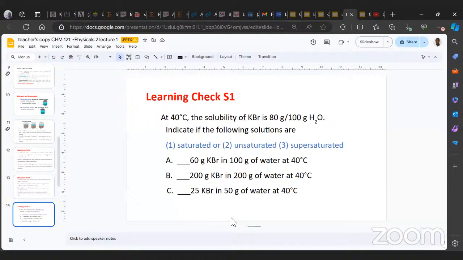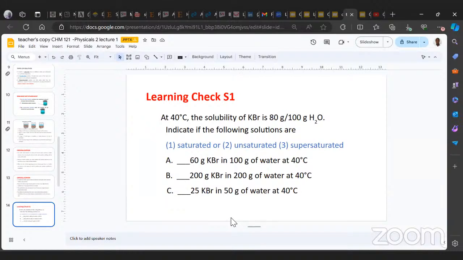Look at this question again. Remember we said that we have a point where the solution is saturated. So the solubility of KBr tells you the point above which you will not be able to dissolve any more KBr in water. Above that condition, if you put more, nothing will dissolve, leading to a supersaturated solution. Below that amount, the solution will be unsaturated.